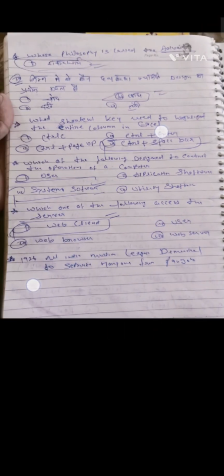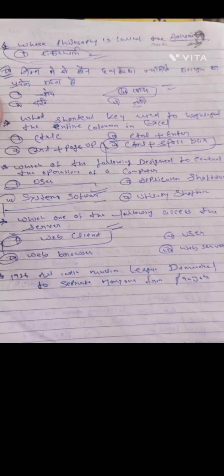And these are also questions. Which shortcut key is used to highlight the entire column in Excel? Control plus space bar. Which of the following is designed to control the operation of the computer? System software. So control कौन करता है कंप्यूटर के ऑपरेशंस को? सिस्टम सॉफ्टवेयर. Which of the following accesses the server? Web client.